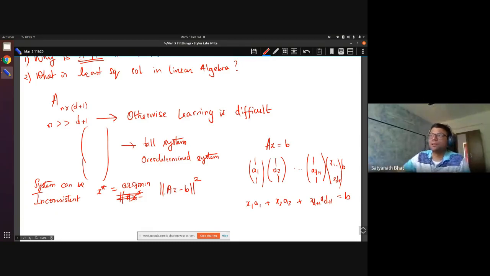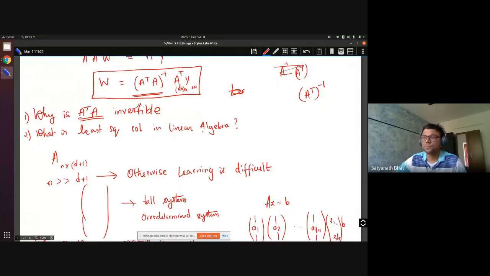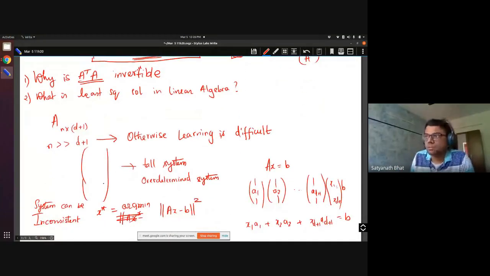Okay, so that is why the solution that we have proposed also appears in the least square solutions in linear algebra. Now for a tall system like this, the rank is going to be d plus 1, provided no two columns, like column 3 and column 7, are linear functions of each other. Two columns are linearly dependent.